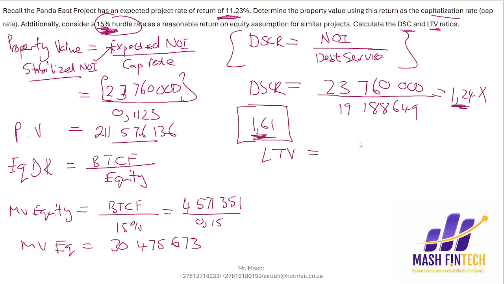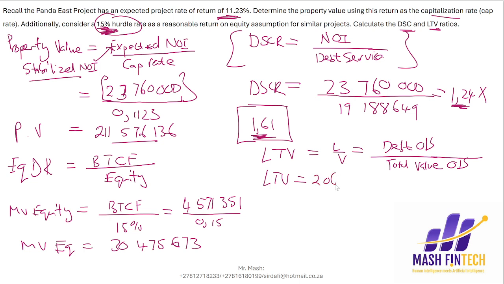The loan to value ratio is calculated as the loan over the value. The loan is the debt. So what we want to do is to get the debt outstanding and then divide by the total value. All right. We want to look at the total value of the asset that is also outstanding. We then get the loan to value ratio equals the debt outstanding, which is given by the par value of the debt, 206,250,000, divided by the current property value.